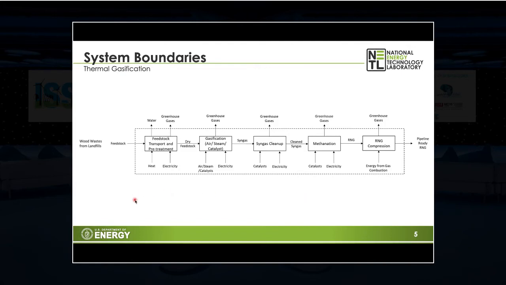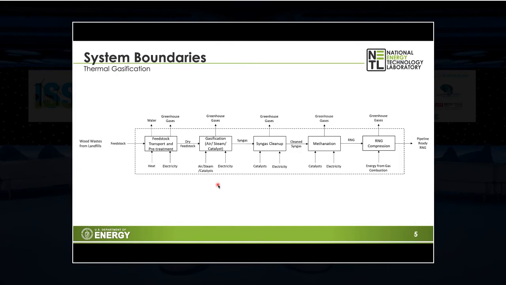Here we use wood waste from landfill as the feedstock. The boundary starts with feedstock transportation and pre-treatment to dry and resize the biomass before it is fed into the gasification unit. Gasification is a thermochemical process where biomass is converted to syngas, which is composed of carbon dioxide, methane, hydrogen, carbon monoxide, nitrogen, water, higher hydrocarbons, and other impurities.